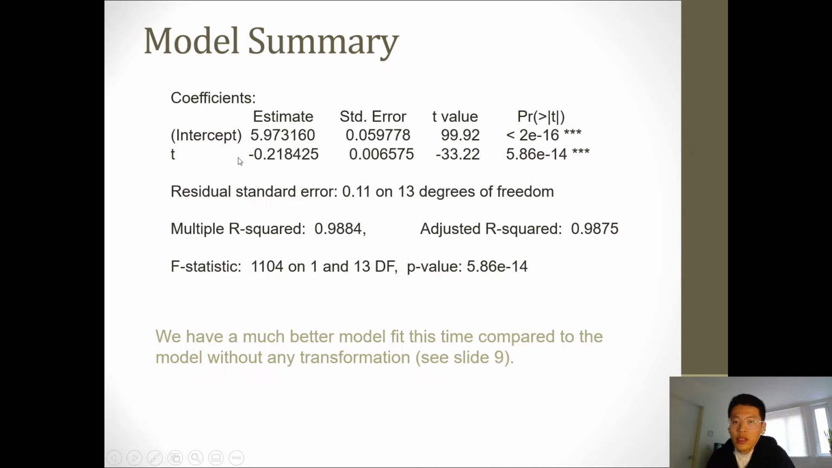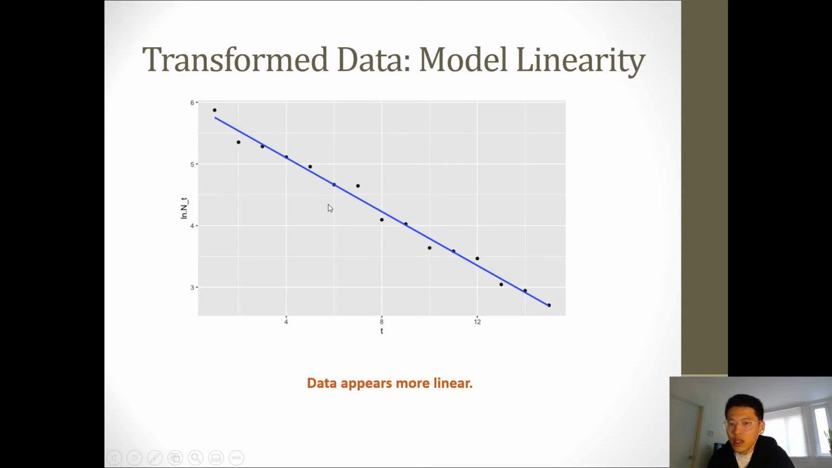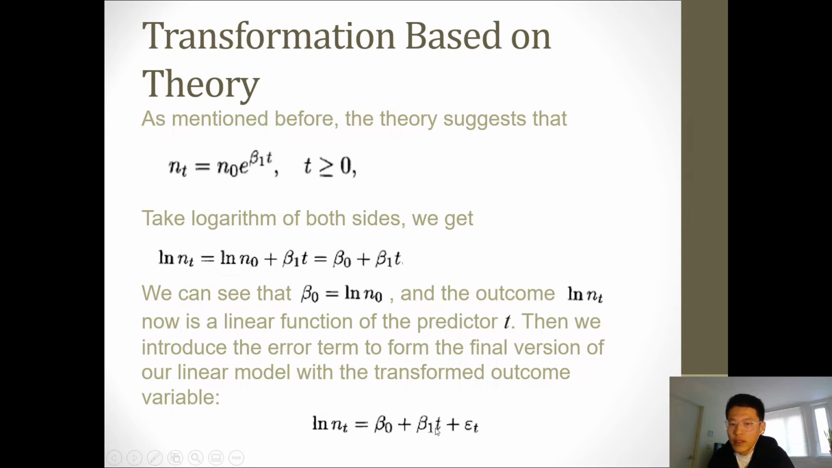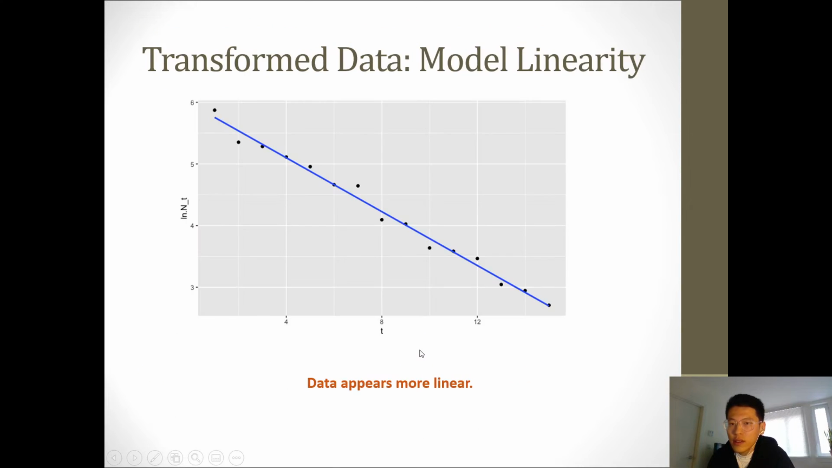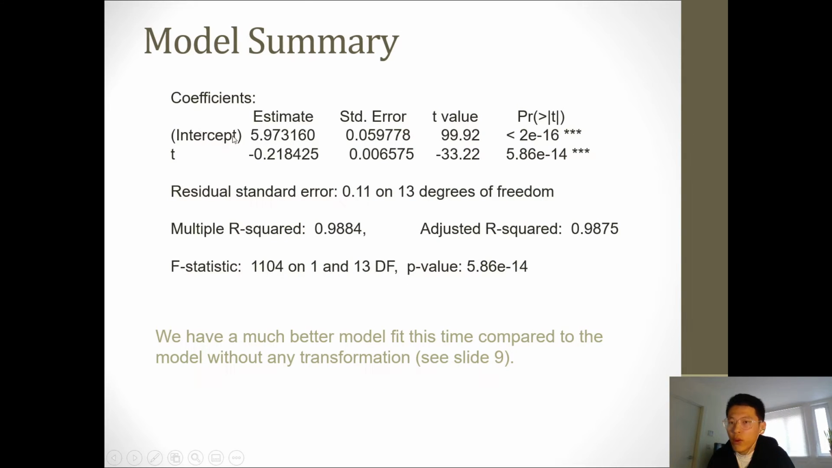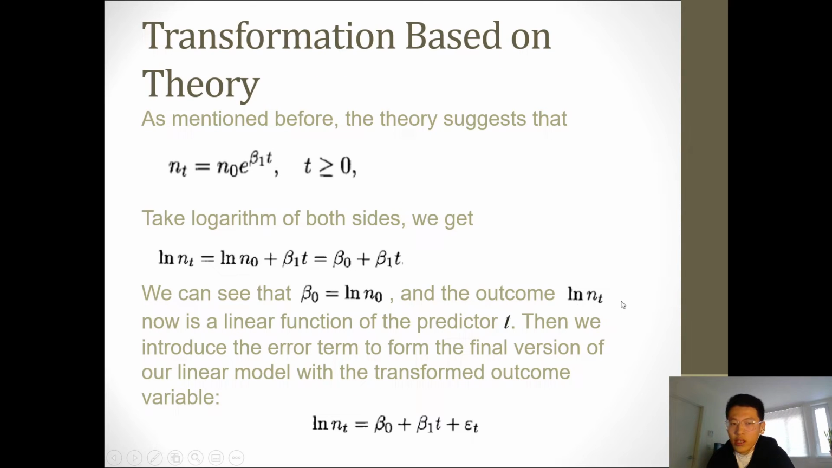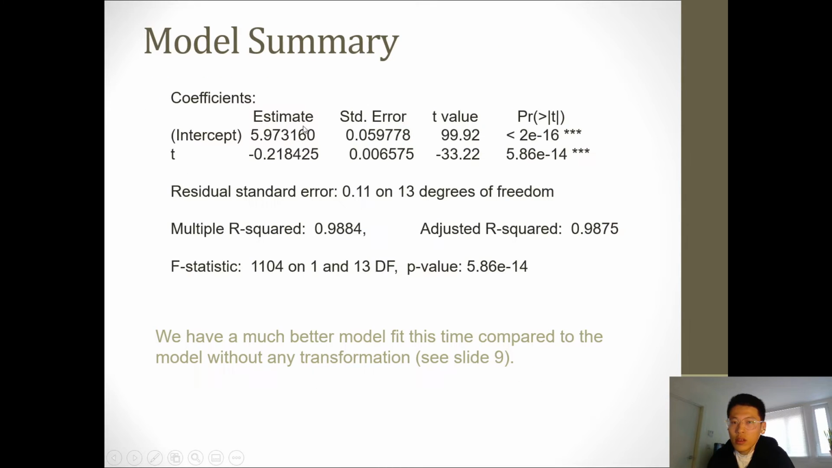Okay, and here you can see our estimate. This estimate is the beta 1 hat for the predictor T, and this is the estimate for the intercept, which is log n0. Our beta 0 estimate is 5.97, and the beta 1 estimate is negative 0.22. So this is our model.